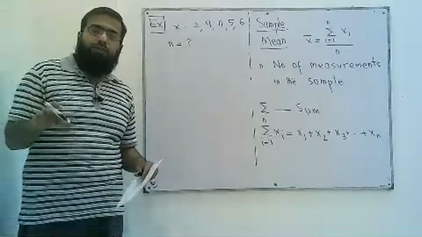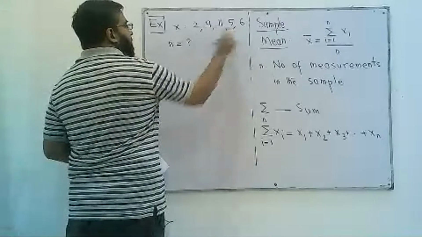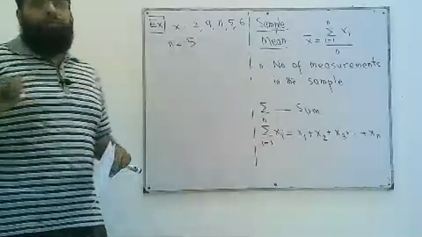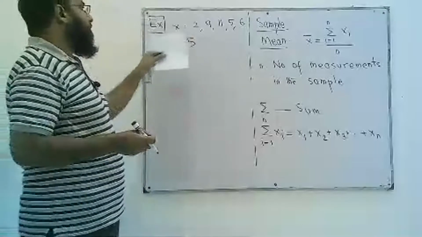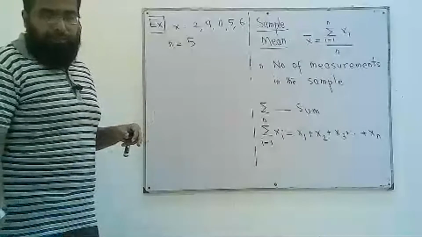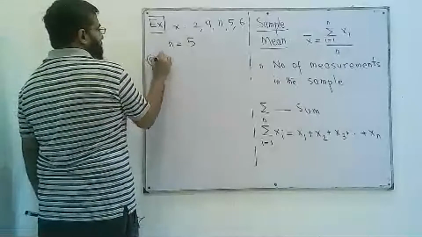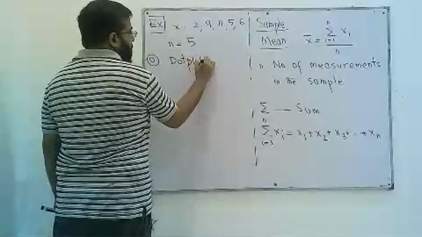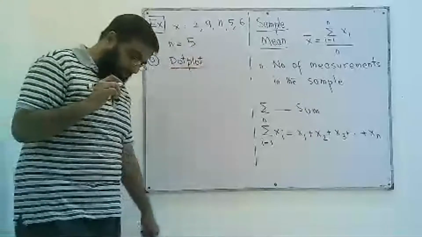N is the total number of measurements in your sample. Let's count them. 1, 2, 3, 4, 5. So 5 is the number of measurements or observations in this sample. So we are given this sample X containing 5 measurements or observations. So the first thing is that we are asked to draw a dot plot for this.